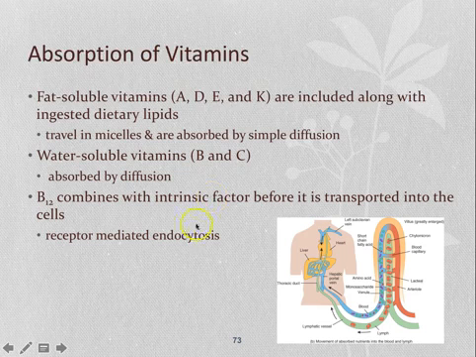It's a receptor-mediated endocytosis, so the intrinsic factor will bind to the B12, and that is what will be able to attach to the receptor to bring it into the cell. And why we care about this is you have to have B12 in red blood cell production as well. So if you do not have intrinsic factor, that's one of the types of anemia that you can have. It's pernicious anemia.